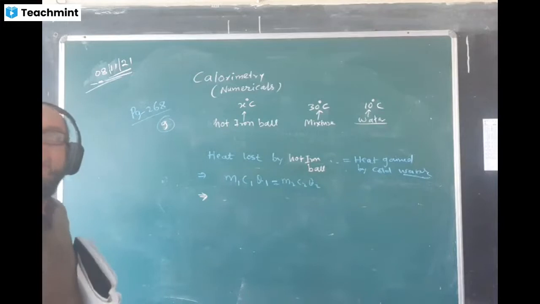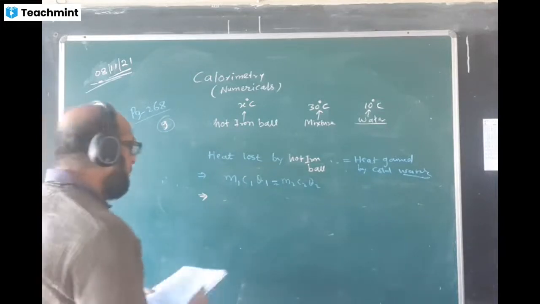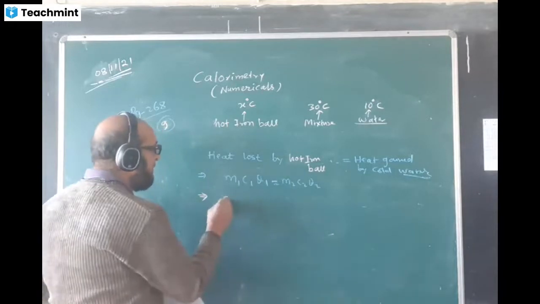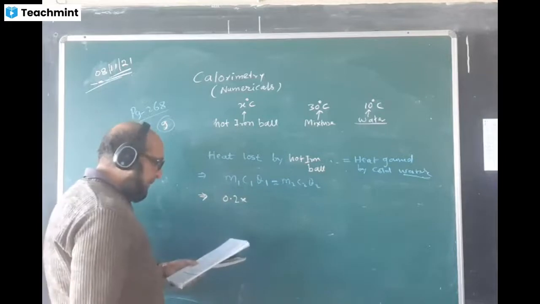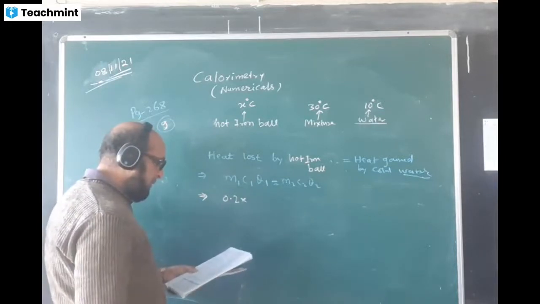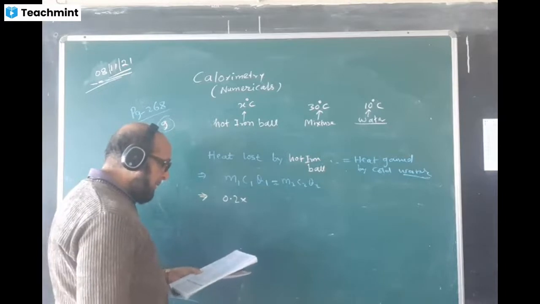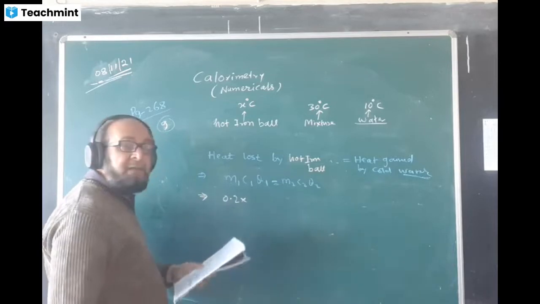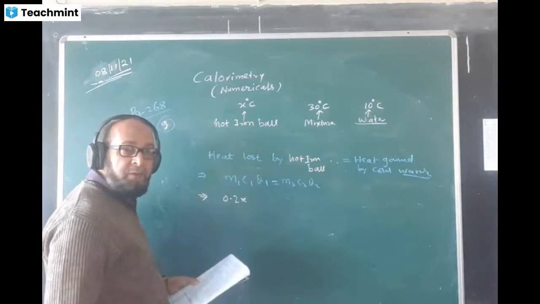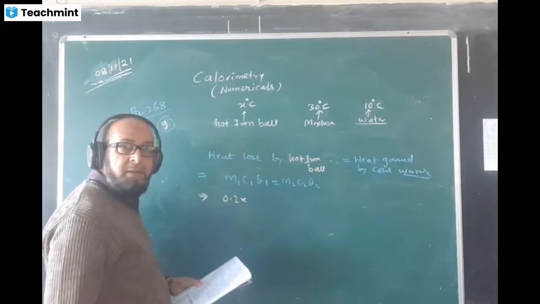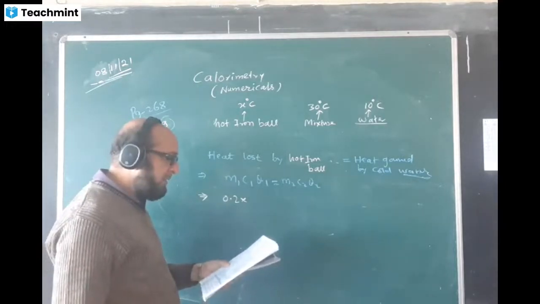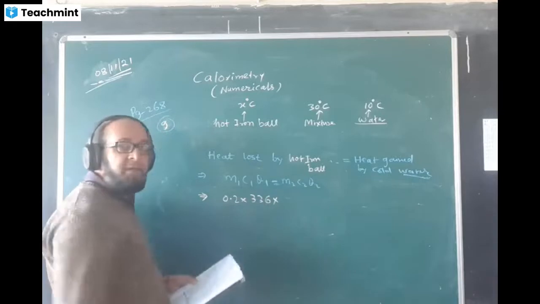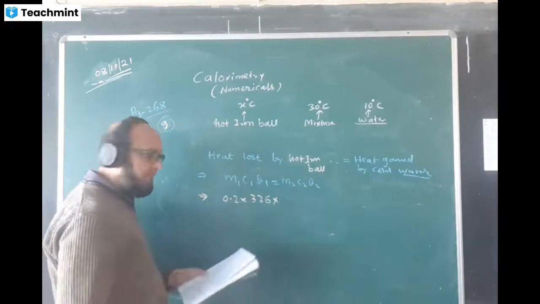Now I'll put the values and find the unknown. It's very simple. What is the mass of the hot iron ball given in the question? 0.2 kg, right? Why not change it to grams? Because in the question the value is given as joule per kg, so you keep it in kg only, no need to change. What is the SHC of iron given? 336 joule per kg. Mass is taken here in kg, so we'll keep it the same.